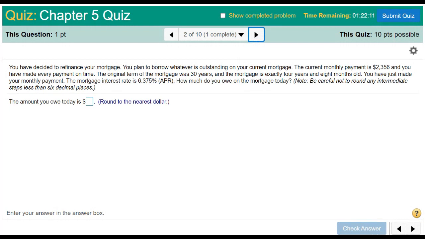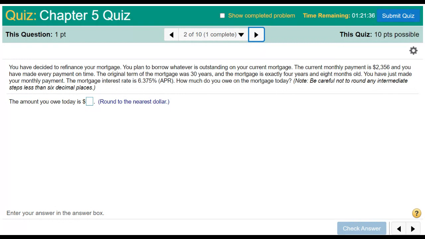This one says you decided to refinance your mortgage. You plan to borrow whatever is outstanding on your current mortgage. The current monthly payment is $2,356, and you made every payment on time. The original term of the mortgage was 30 years, and the mortgage is exactly 4 years and 8 months old. You have just made your monthly payment. The mortgage rate is 6.375. How much do you owe on the mortgage today?